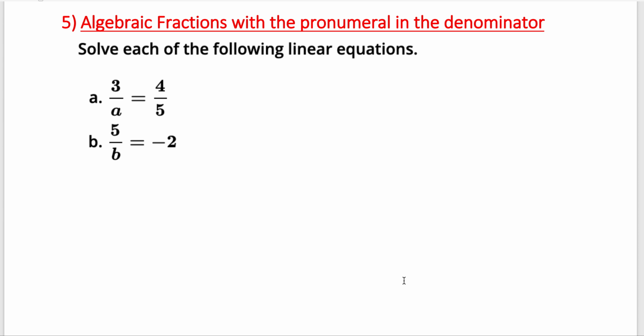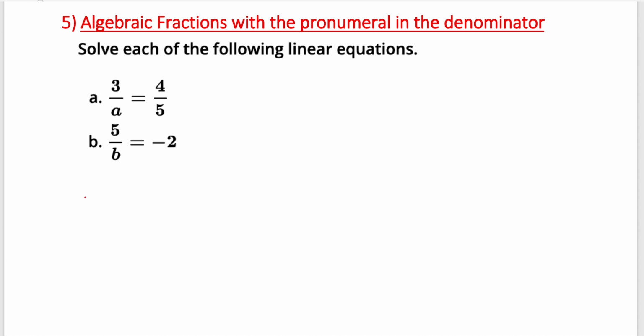Okay, the title of this type of questions is more complicated than what it actually is. It says algebraic fractions with the pronumeral in the denominator. So it basically says what happens when the pronumeral is in the denominator. So how do we solve that? Very simple.